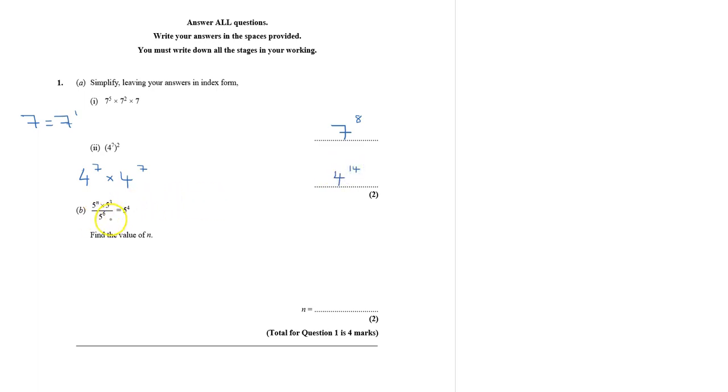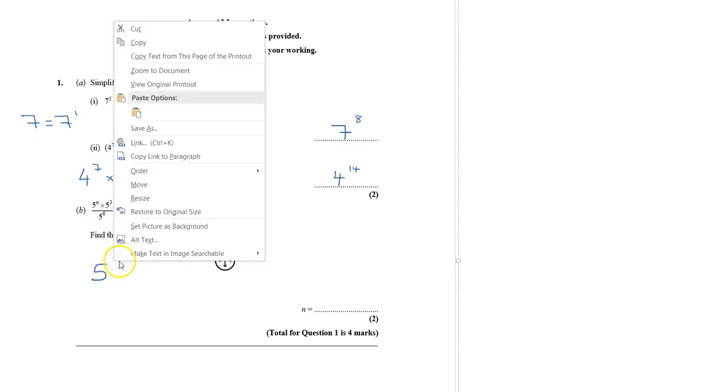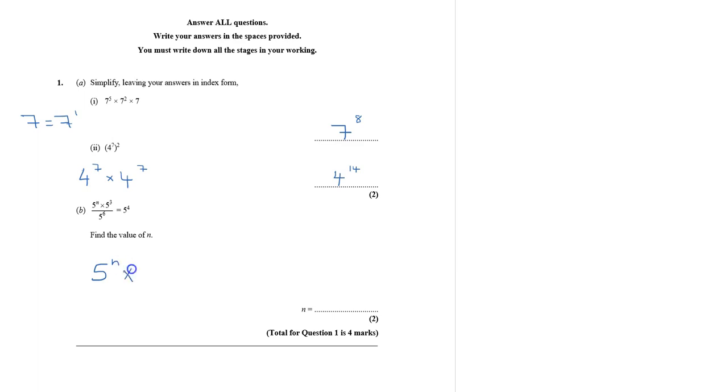And then this one here on the left, we've got 5 to the n times 5 cubed over 5 to the power of 6. On the right, we've got 5 to the power of 4. And it says find the value of n. So if we were to multiply both sides by 5 to the power of 6, we would get 5 to the power of n times 5 cubed is equal to 5 to the power of 4 times 5 to the power of 6.